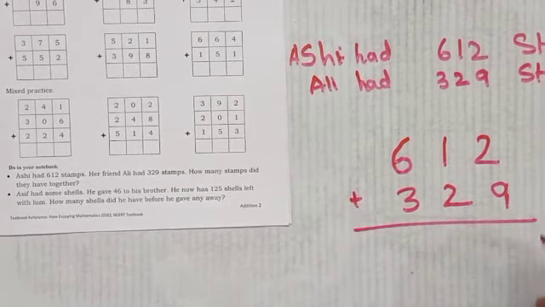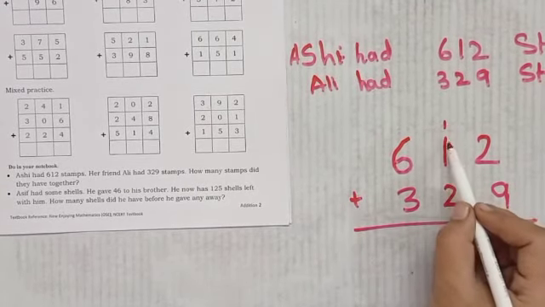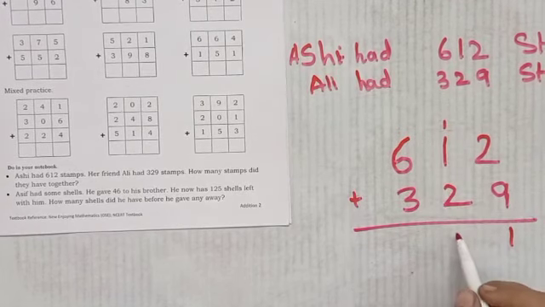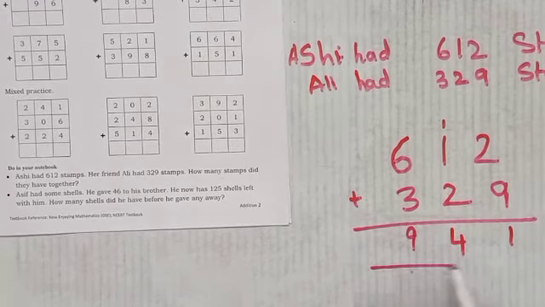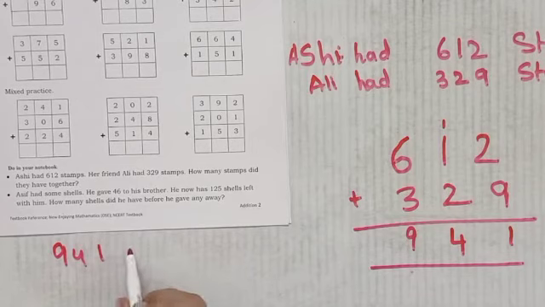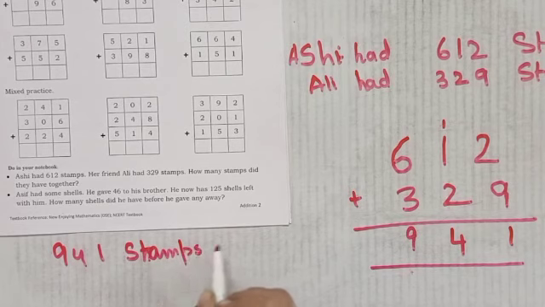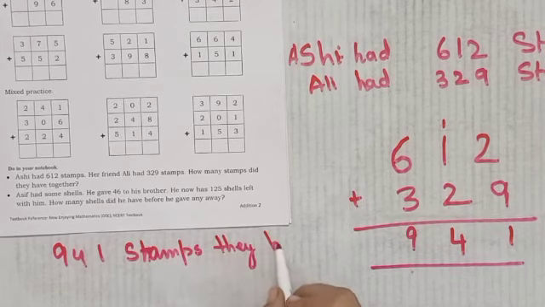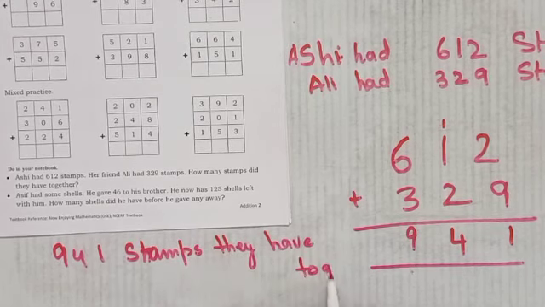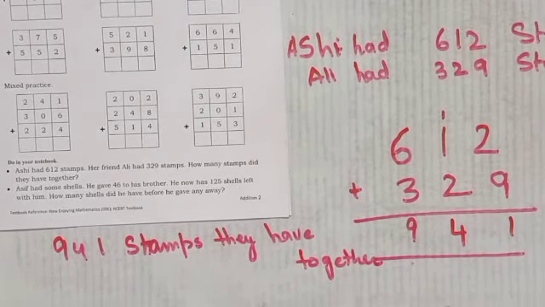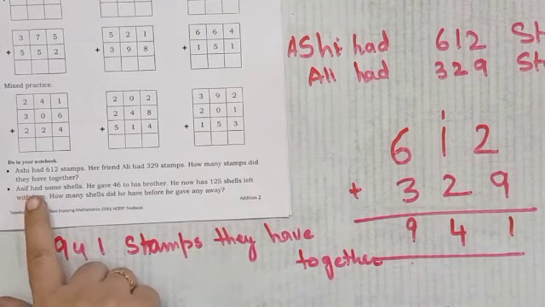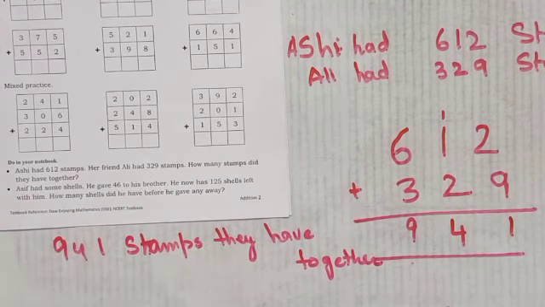2 plus 9 is 11. 1 plus 1 is 2, 2 plus 2 is 4, 6 plus 3 is 9. So 941 stems they have together. Like this you have to solve this question, and the next question you have to do by yourself.